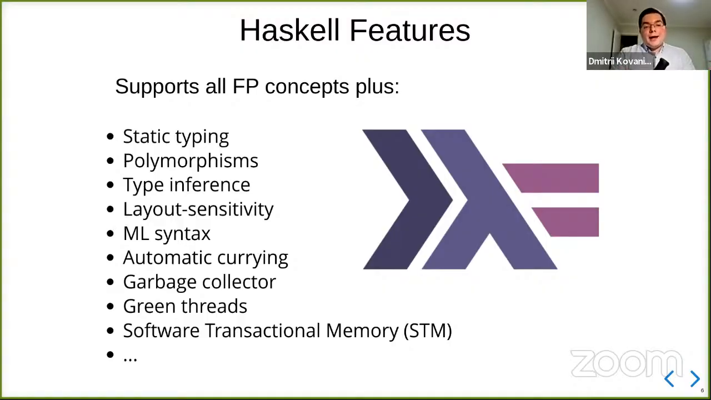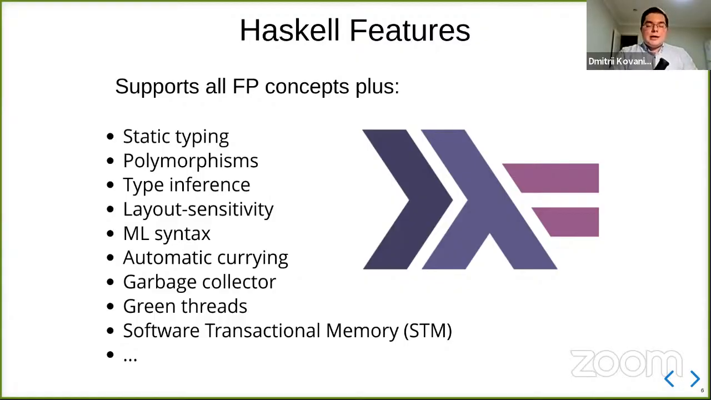Also, on top of that, Haskell has type inference. So you need to write types, but you actually don't need to write them all the time. Haskell infers types of expressions for you. You don't need to specify types everywhere, only in important and relevant places. There are some syntactic features of Haskell. It's layout sensitive, which means that you don't specify blocks of code with curly braces. You specify them with the same indentation, like in Python.